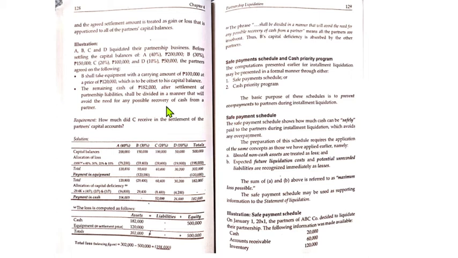So the requirement is how much did C receive in the settlement of the partners' capital accounts. How much did C receive in the settlement of the partners' capital accounts? So let us use the distribution table as our guide in analyzing this transaction. So i-plot mo muna yung capital balances. A, 200,000, B, 150,000, C, 100,000, D, 50,000, total 500,000. Okay. Let us take a look on this and let us first analyze.